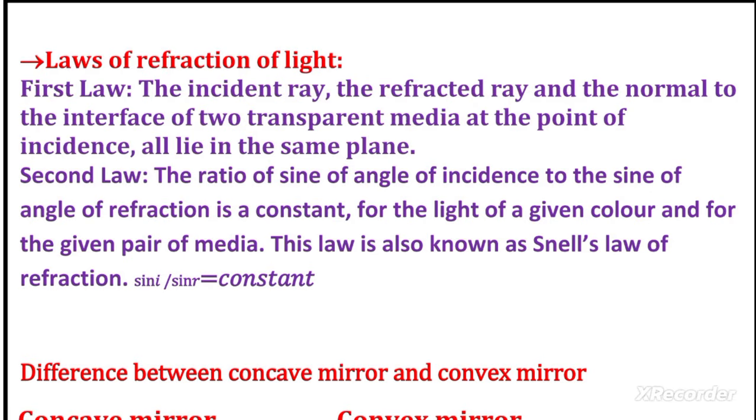Second law: the ratio of sin of angle of incidence to the sin of angle of refraction is a constant for the light of a given color and for the given pair of media. This law is also known as Snell's law of refraction. The formula is also there: sin i divided by sin r, where i means incident, r means refraction, equals constant.